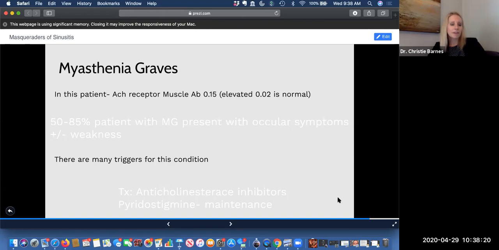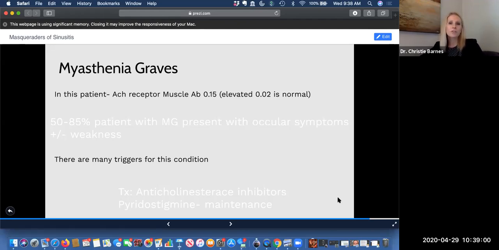And this is one way that patients can present. About 50 to 85% of them actually present with ocular symptoms to start. And it's usually both sides, but they may or may not have peripheral weakness. And that really didn't stand out in this super healthy athletic guy. It was just ocular symptoms. For the folks that are diagnosed with MG, they tend to develop peripheral weakness as well. Only about 10 to 15% of them will stay with ocular-only symptoms. And his lab studies came back elevated, so it was a pretty clear diagnosis.